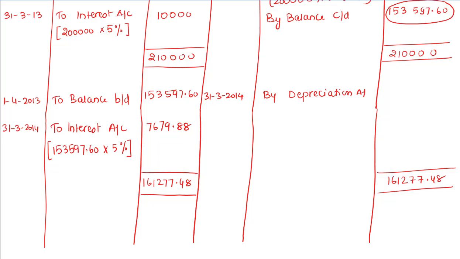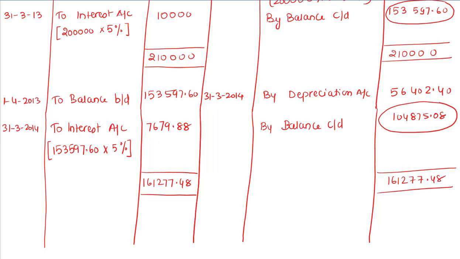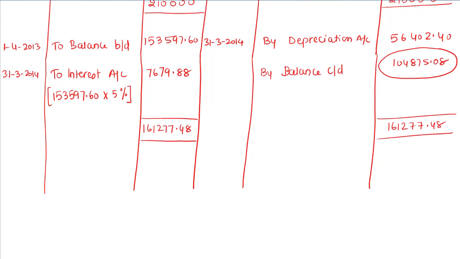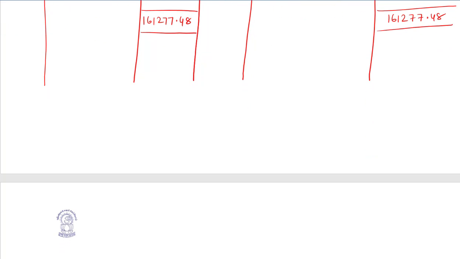On the closing date, depreciation is 56,402.40, which is given in the question. By balance carried down 104,875.08. Stretch these lines. We will make the lease account for the third year now.